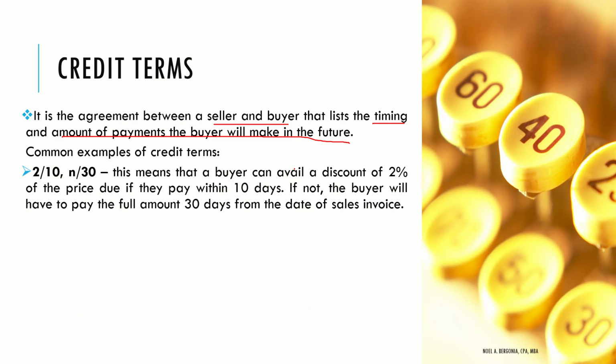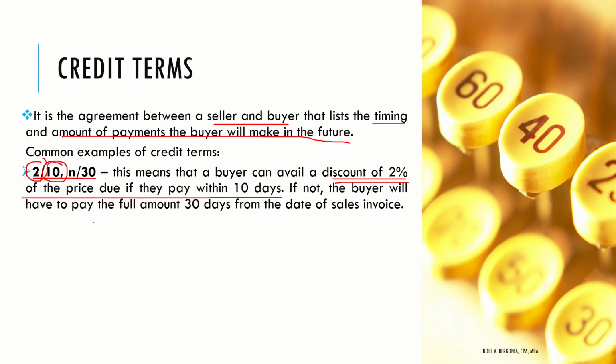And the common example of credit terms are, you can see this, 2/10, n/30. So ano pong ibig sabihin nito? Yung 2% po, that represents the 2% discount. And the 2% discount can be availed if the customer will pay within 10 days. Kaya siya over 10, yung 2/10. The discount of 2% on the price due if they pay within 10 days. Up to 10 days po yung ating discount na pwede pong ma-avail ni customer.